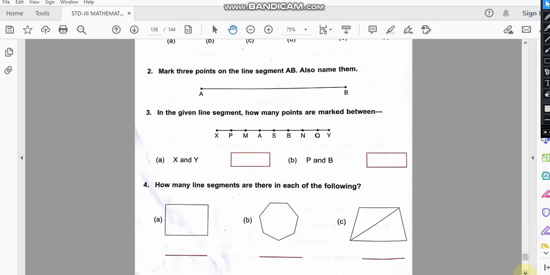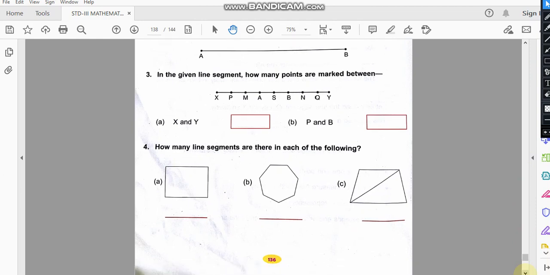How many line segments are there in each of the following? So first, 1, 2, 3 and 4. So 4. And then next diagram, 1, 2, 3, 4, 5, 6 and 7. 7. Next one, 1, 2, 3, 4 and 5. So here we have solved this worksheet. Now let us move towards the next topic.